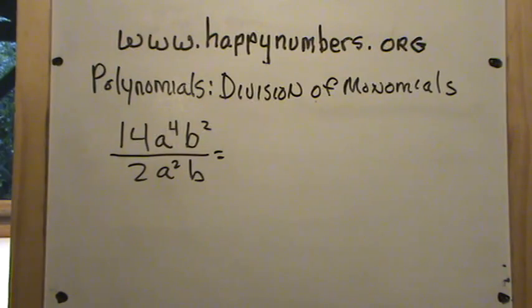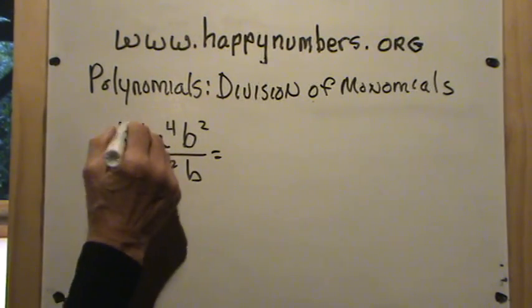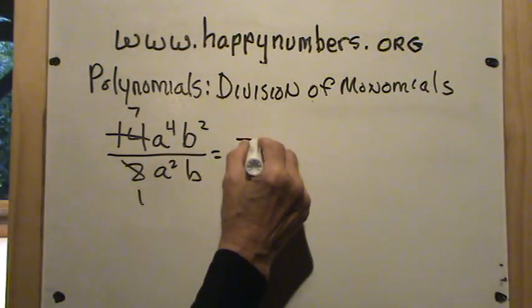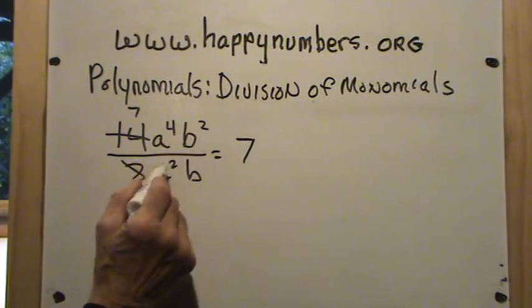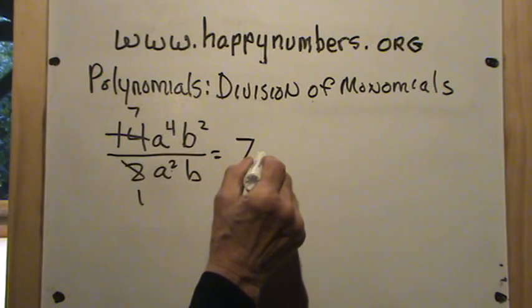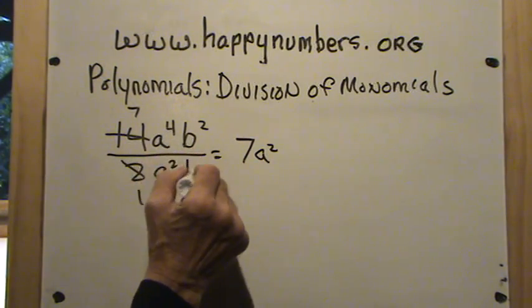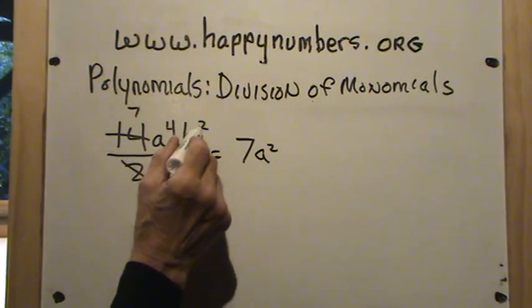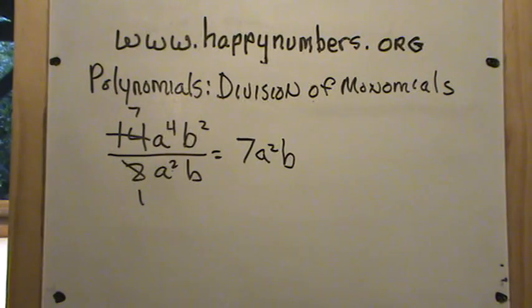Now, there are two ways we can do it. We can say, okay, 2 goes into 2 one time, 2 goes into 14 seven times, so it'll be 7. Now I know that I have a to the fourth and a to the second, and I can subtract, so it would be a squared. And b to the first and b to the second, if I subtract b to the first from b squared, that would be b. So my answer would be 7a squared b.